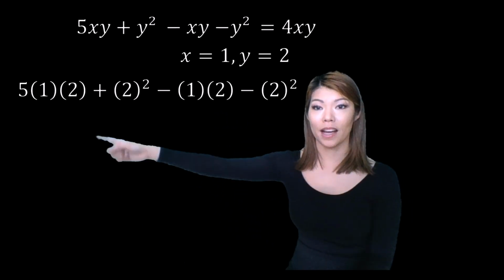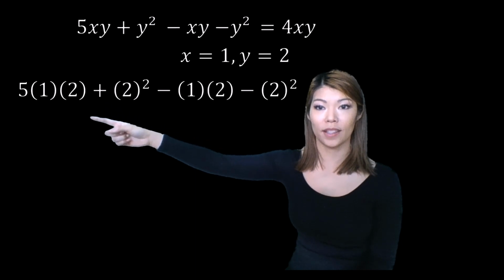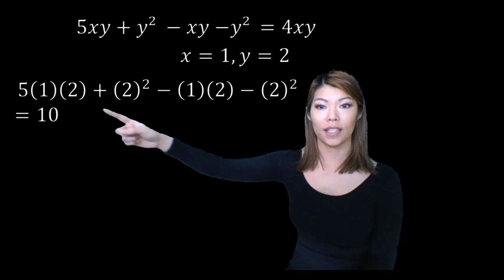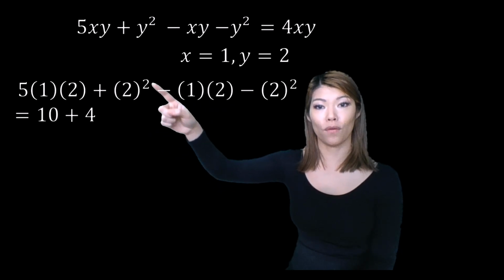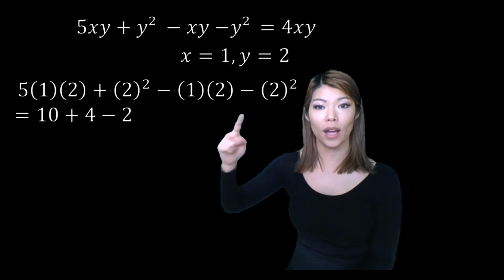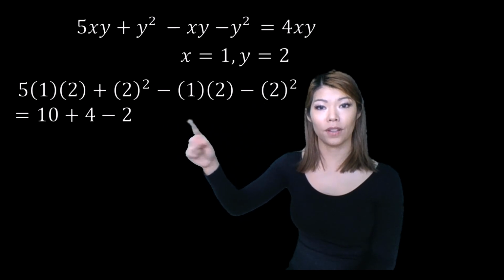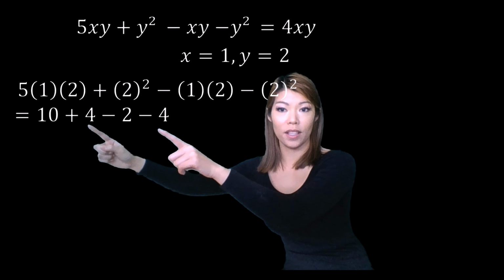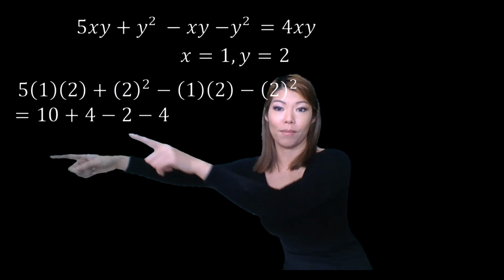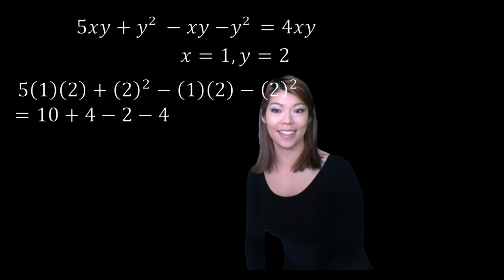Now 5 times 1 is 5, times 2 is 10, 2 squared is equal to 4, and 1 times 2 is 2, don't forget the minus, so it's minus 2, and 2 squared is 4 again, and don't forget that minus, so it's minus 4. Now I'm going to do these two first. 4 minus 4 is 0. So now I'm left with 10 minus 2 is just 8.